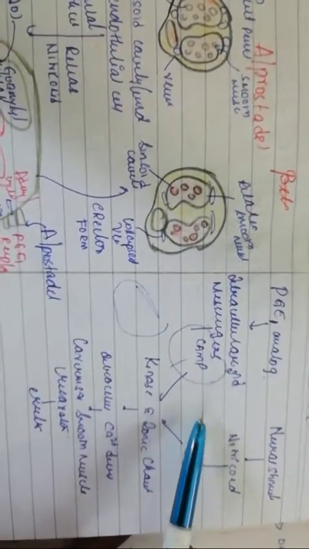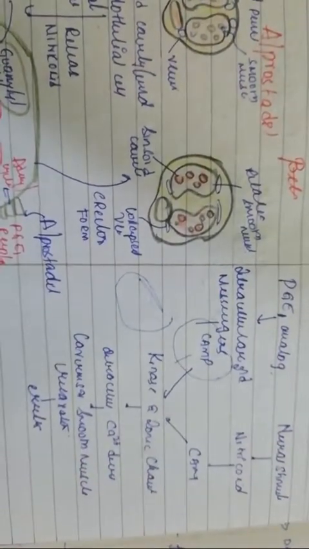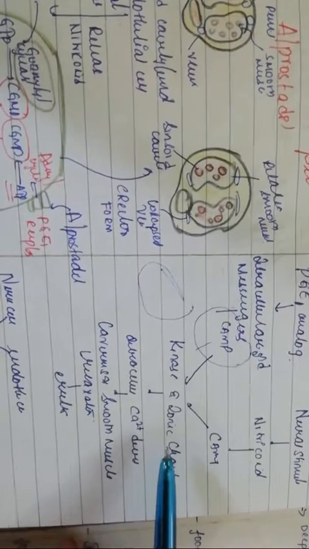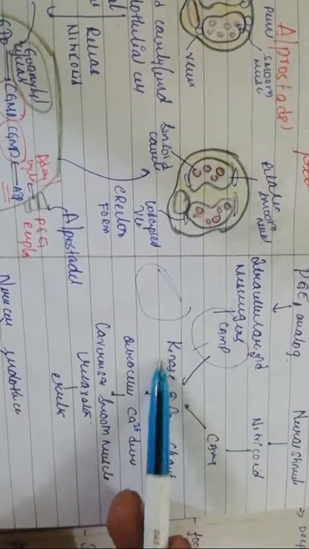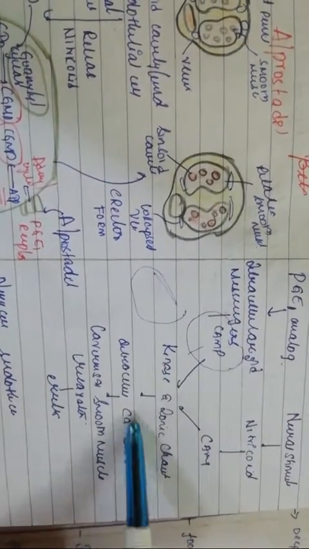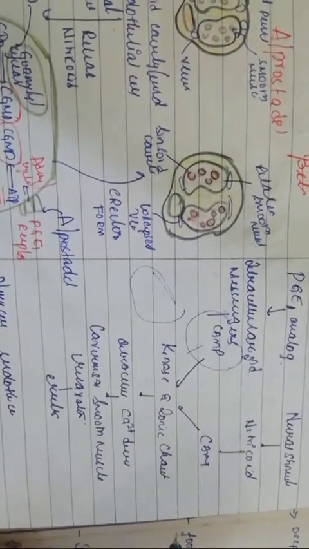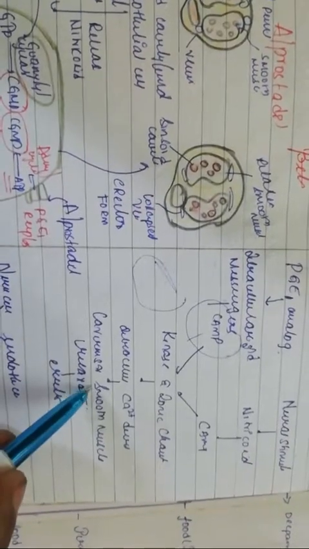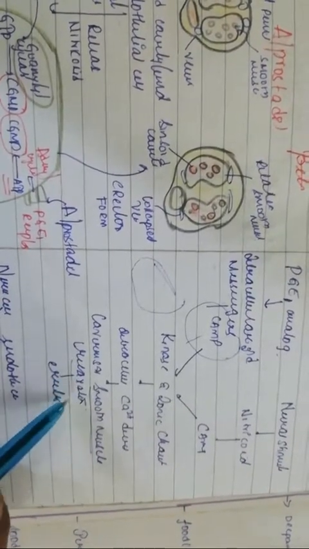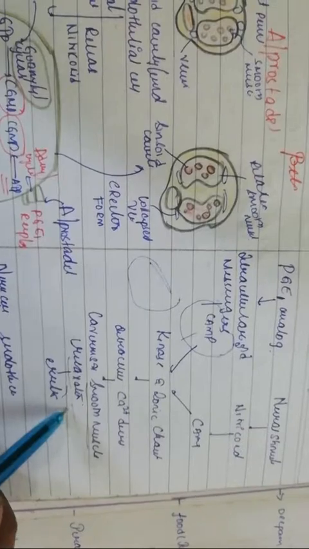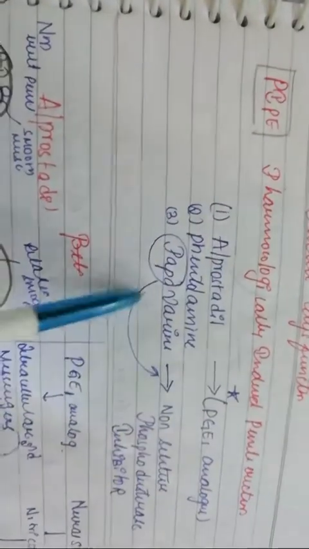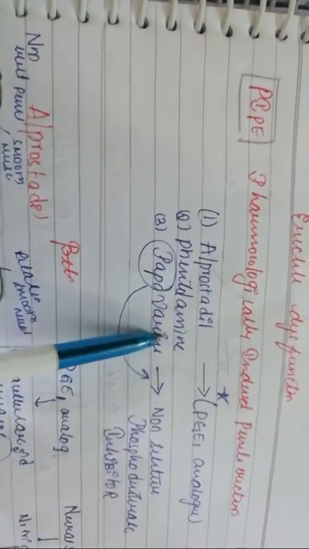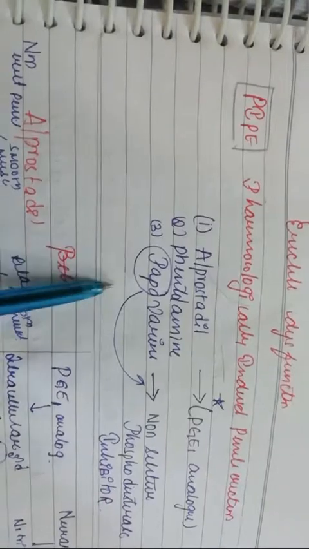That increased cyclic AMP in turn activates kinase and ionic channels. Whenever these channels are activated, there is a decrease of calcium in the cells, in the muscle or the endothelial cells. That leads to decreased calcium and smooth muscle relaxation. When there is smooth muscle relaxation, blood enters, and there is erection. So these are the important points: alprostadil is a PGE1 analog used for erection. And you have phentolamine, which I have already discussed, where it blocks the alpha receptor causing vasodilation.